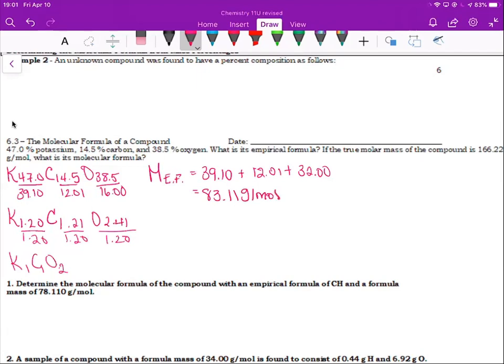Now this is not enough information to find the molecular formula. I need to be given something else. And a question I always get in class when I teach this is, are you going to give us the molar mass of the molecular formula? And obviously I have to. You can't just have this information.